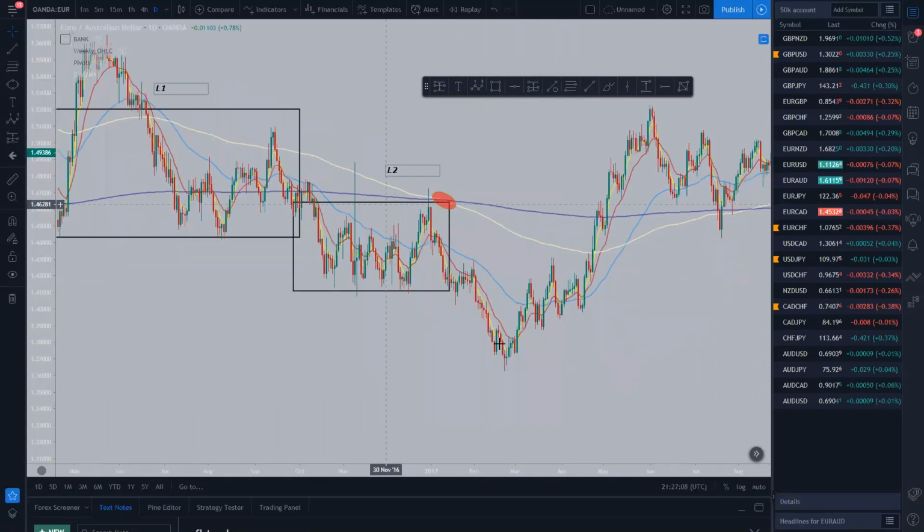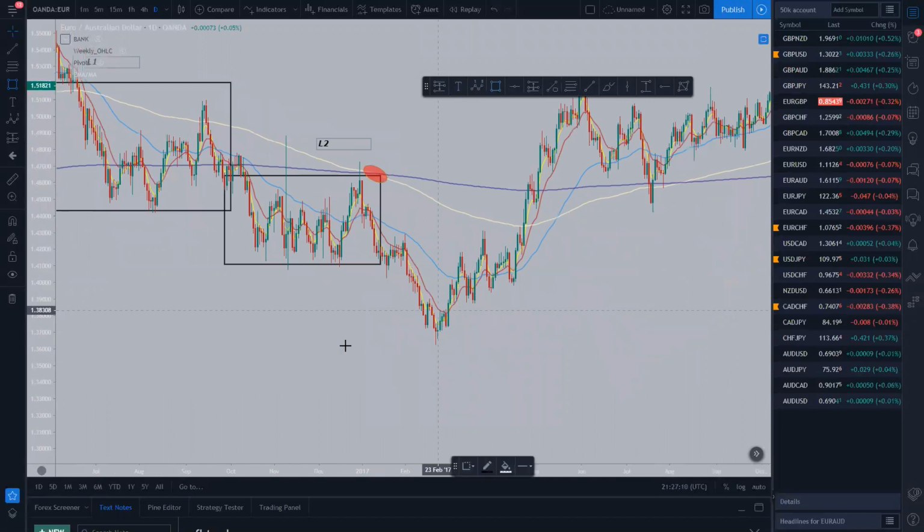Right. So now we have level 3. Now this is a peak. We're level 3 now.